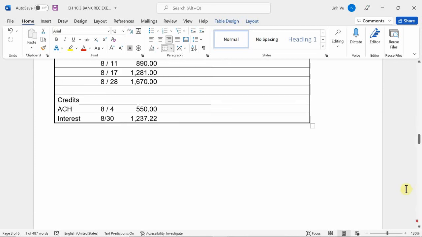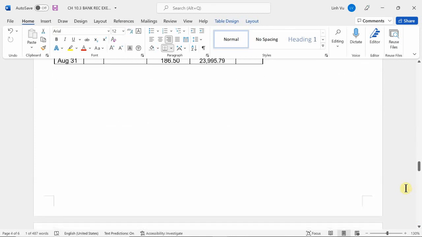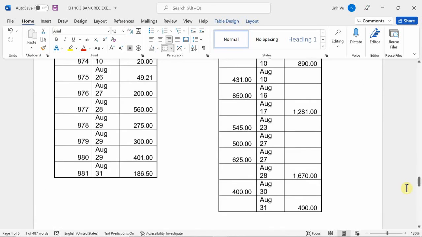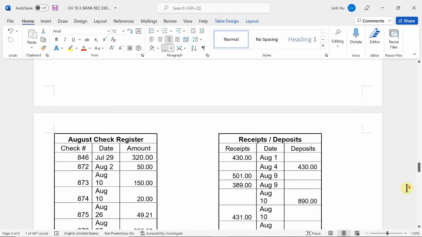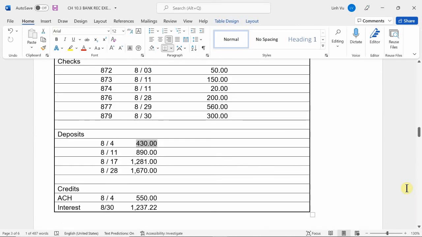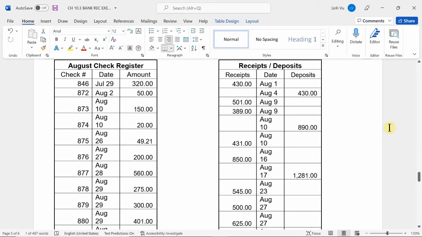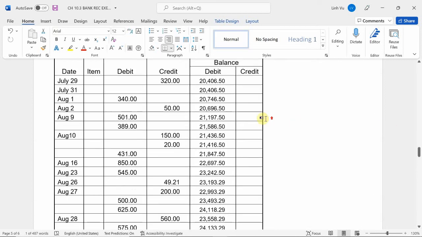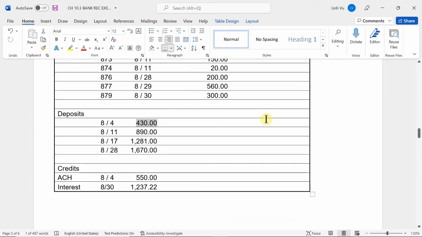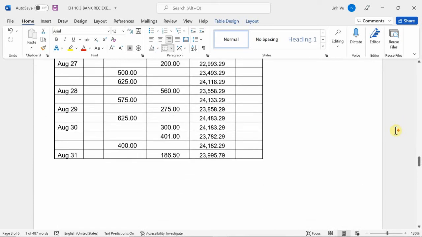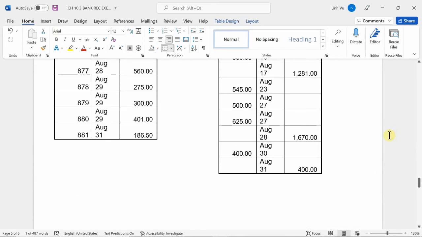Okay, so when you deposit money to the bank, how do you know you have money in the bank? We deposit and we see it. Exactly. So in this case, I deposited $430. Do you see it in your bank? Yes. Okay. What about my deposit for $890? Did it appear on my bank? Yes, we see it. And we have 128. We see it. And we have 1670. We see it.